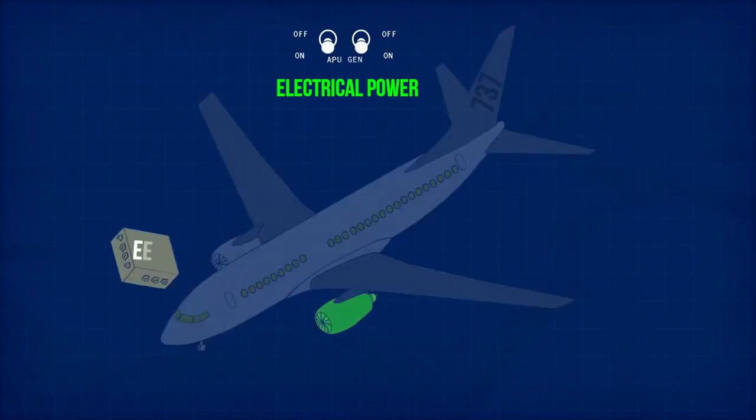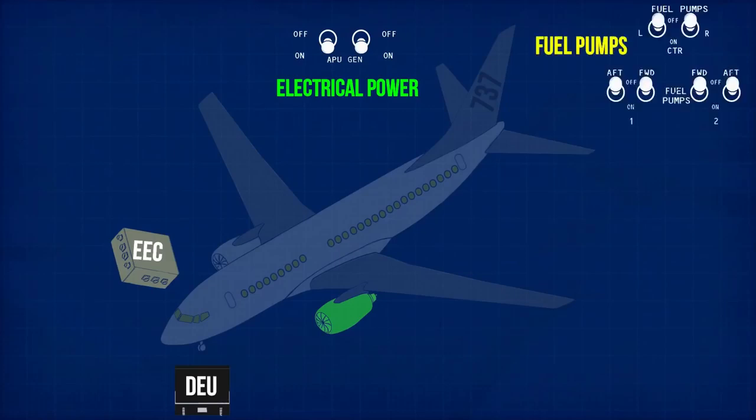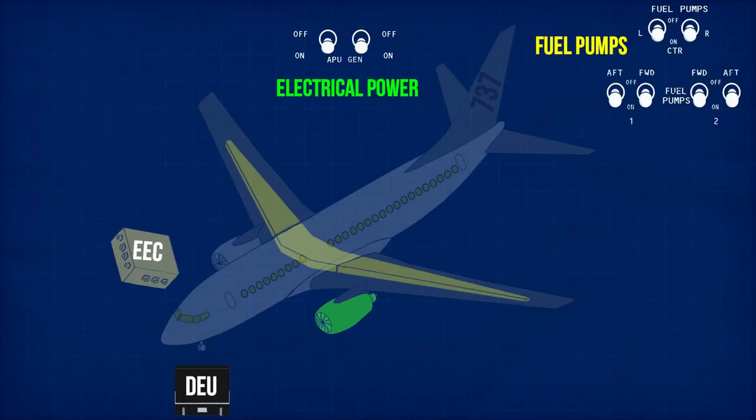The electronic engine control, located on the right side of the engines, and the display electronics unit, located in the aircraft's electronic compartment. The fuel pumps of the aircraft have to be turned on. This transfers low-pressure fuel from the fuel tanks to the engine spar valve.